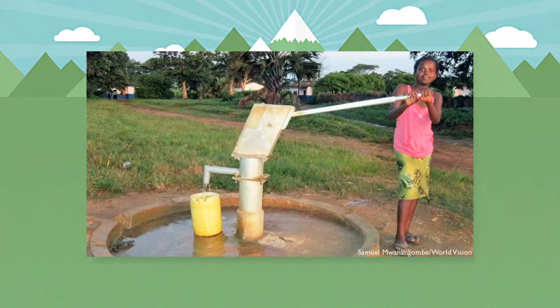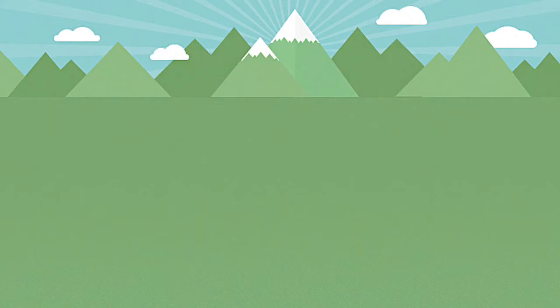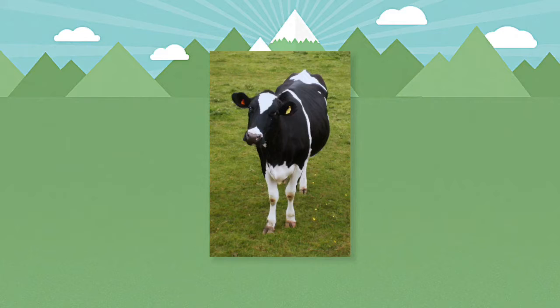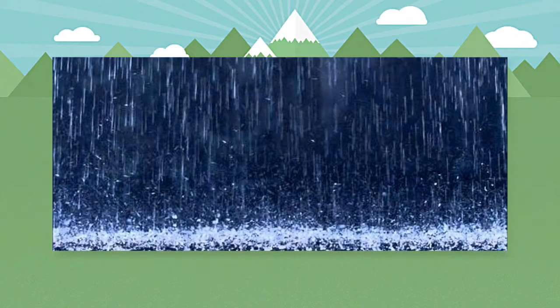Point number 16. About 800,000 water wells are drilled each year in the world. Point number 17. A dairy cow must drink 4 gallons of water to produce 1 gallon of milk. Point number 18. 1 inch of rainfall drops 7,000 gallons or nearly 30 tons of water.